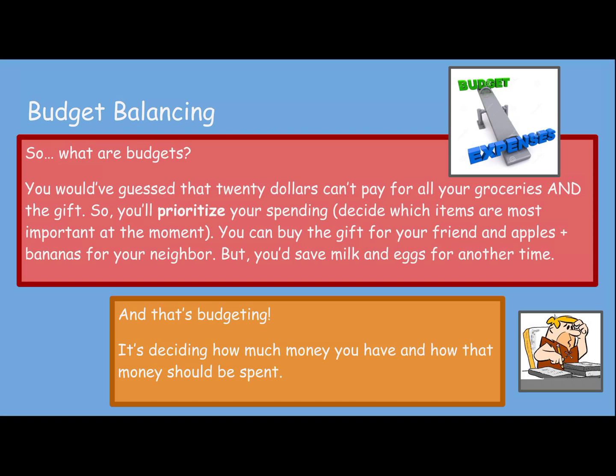You probably have to buy that gift for your friend at the moment. So that's already $14.50 off your $20. And you can only buy a few things on your grocery list now. So apples and bananas for your neighbor. Yes, you didn't buy a lot of fruit for your neighbor, but your friend's present was more important. You'd save milk and eggs maybe for another time because it's not that important. And that's just budgeting. It's deciding how much money you have and how that money should be spent.